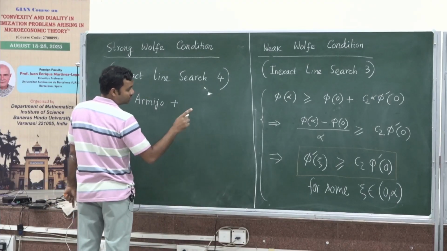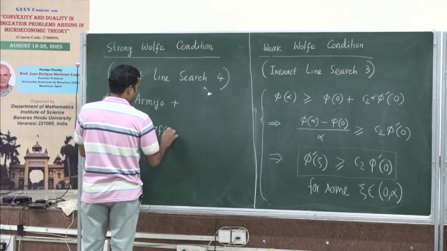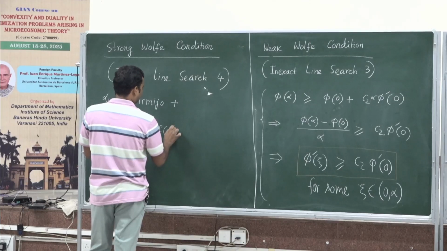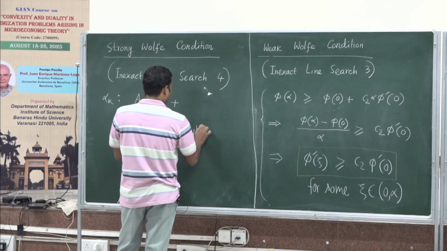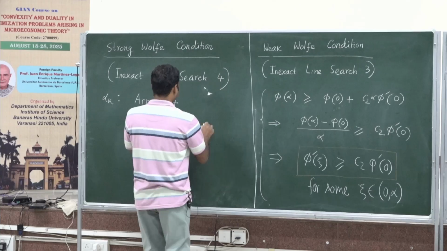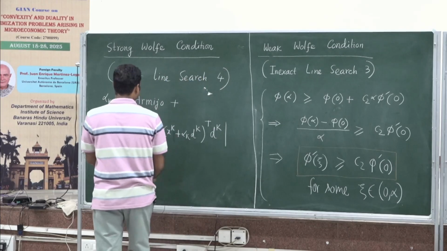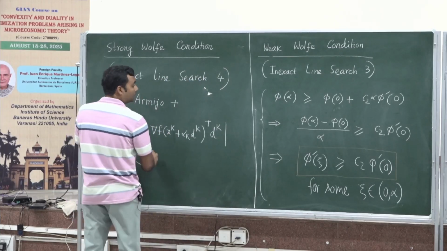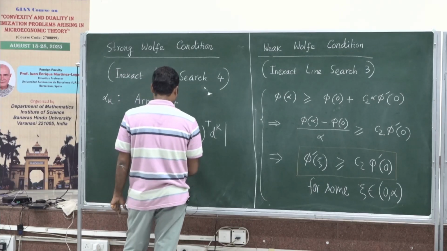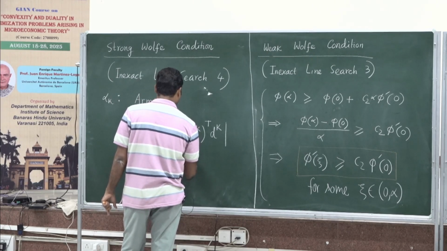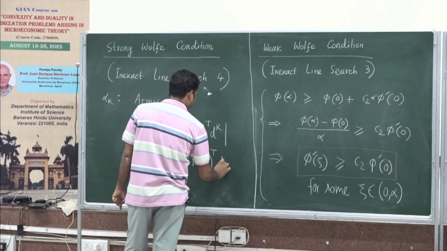Plus we consider that the gradient of f(xk plus alpha k dk) transpose dk is less than or equal to minus C2 times the gradient of f(xk) transpose dk.